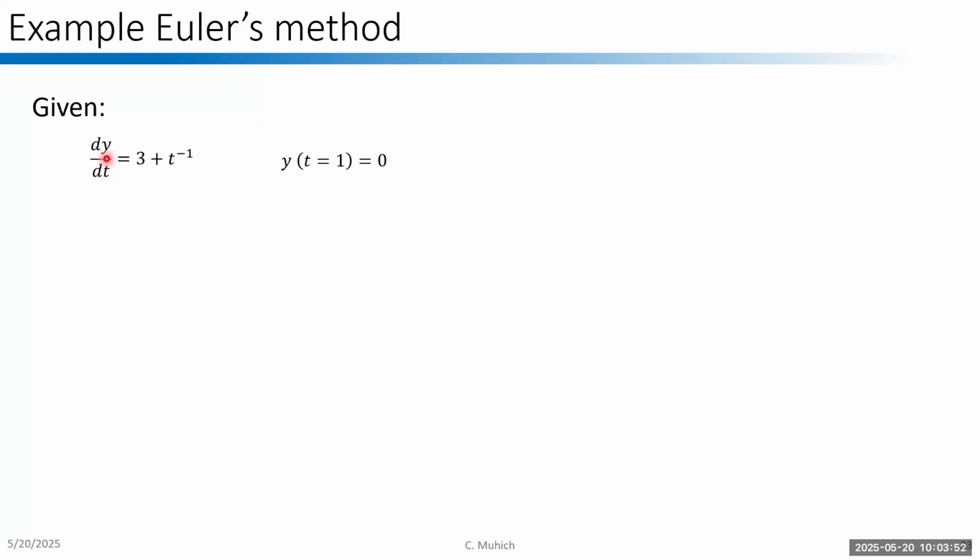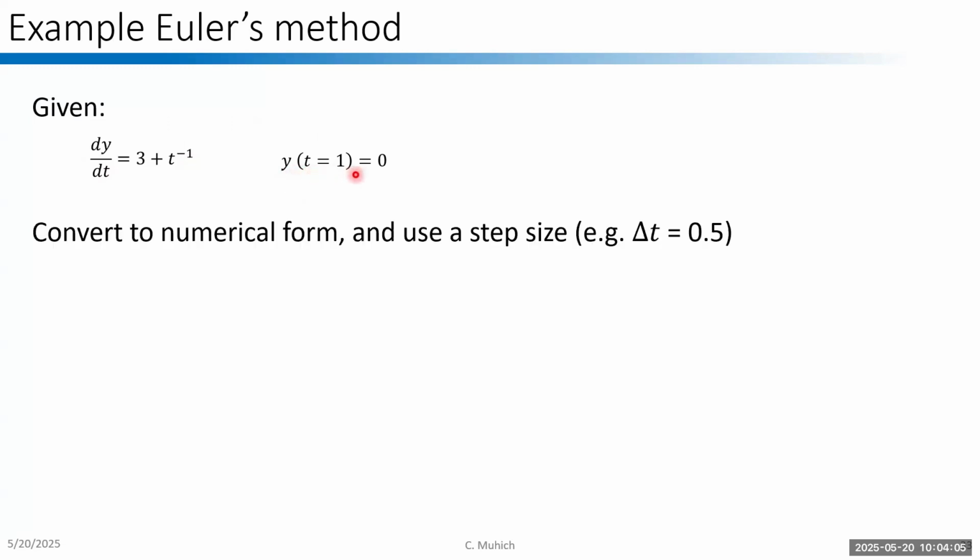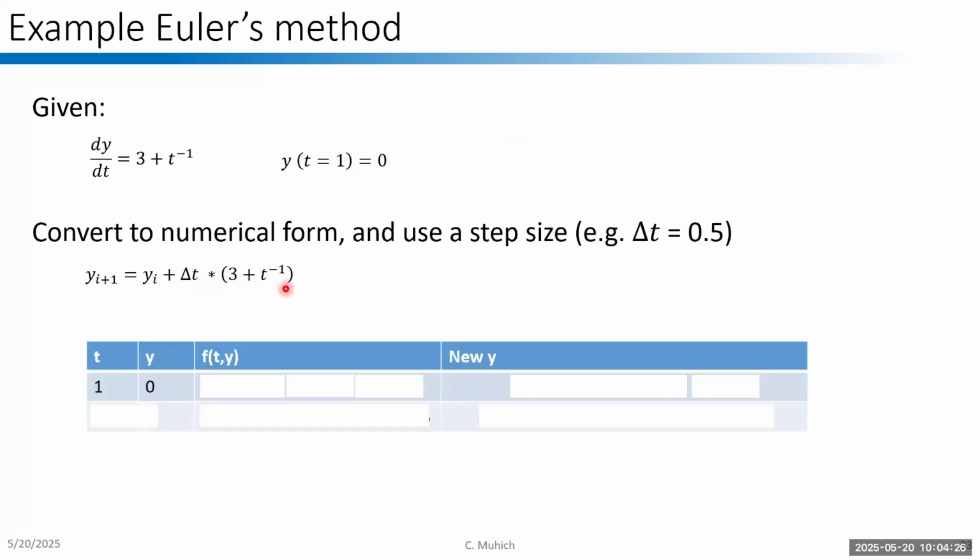So we're given, say, dy/dt equals (3 + t)^(-1). And we know at the beginning that y at t equals 1 is 0. We're going to convert to this numerical form and select a step size. So let's say Δt equals 0.5. In doing this conversion, I'm left with y at i+1 is equal to y_i plus Δt times (3 + t)^(-1). We're going to solve that using this numeric table.